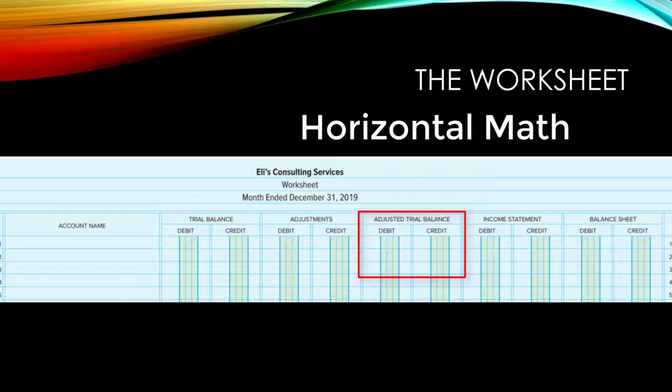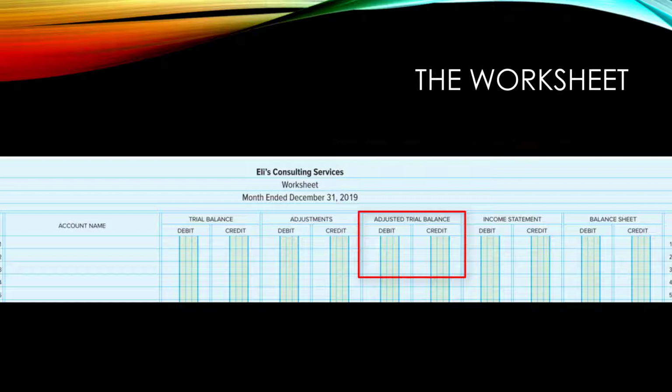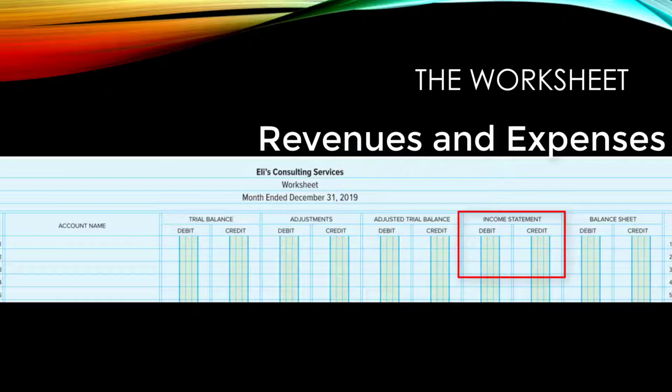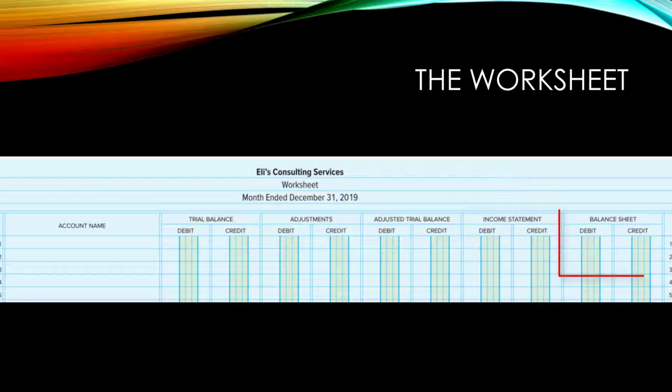We will demonstrate how to do the horizontal math in coming up with the new balances. After that, we'll take each amount and drop it into one of 2 statements. Either the income statement, which will be used to hold the revenues and expenses, or the balance sheet columns, which will be used to hold all else. Notice that there are no columns for the statement of owner's equity.